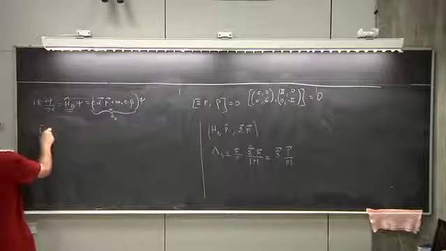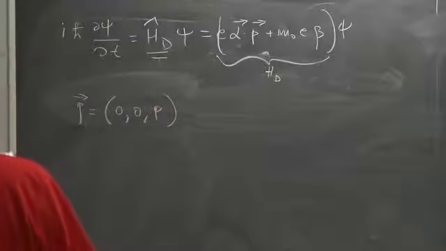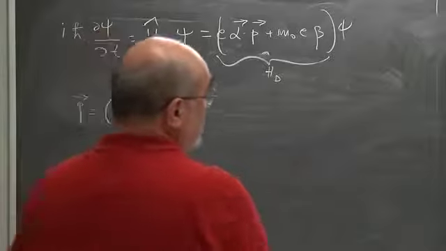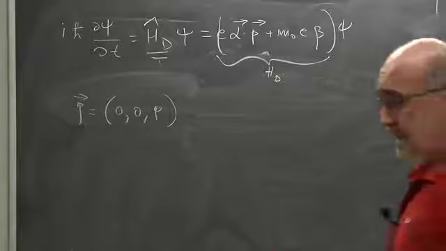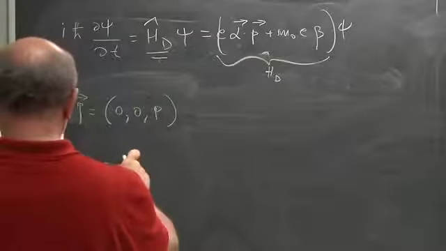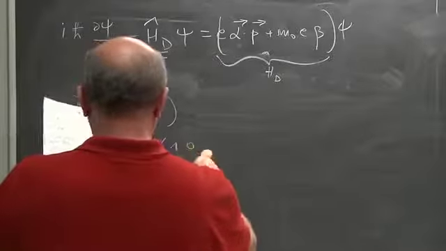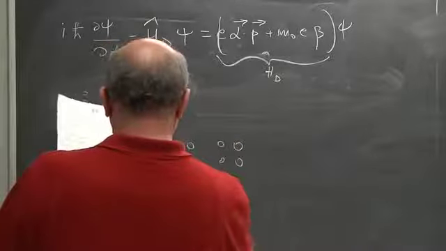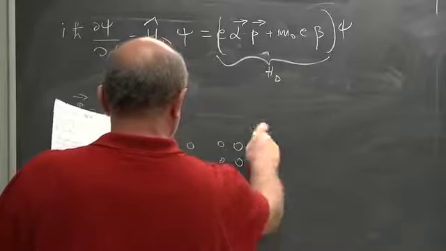Let's choose p to be only along the z direction. And then let's build this object. We know the sigma, but p is only along the z direction, so the only sigma that enters is the one along the z direction. And what we get is that the helicity operator is basically h bar over 2 times the matrix with diagonal entries 1, minus 1, 1, minus 1.